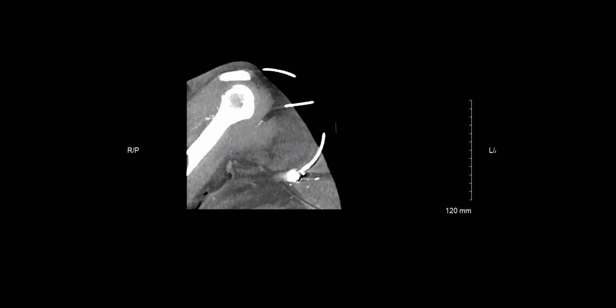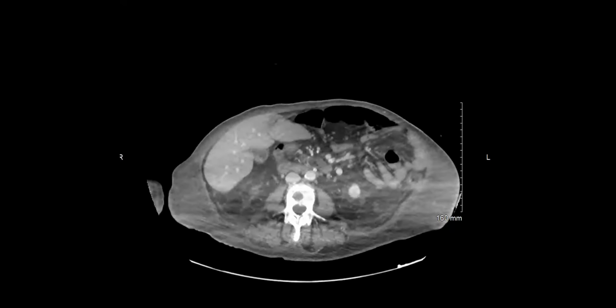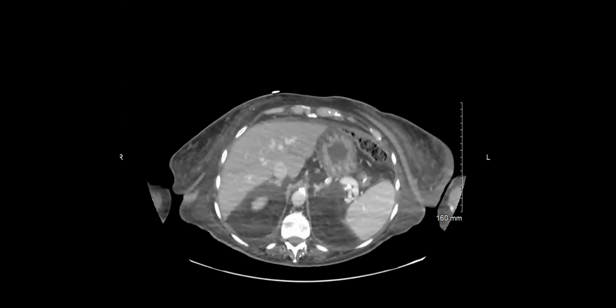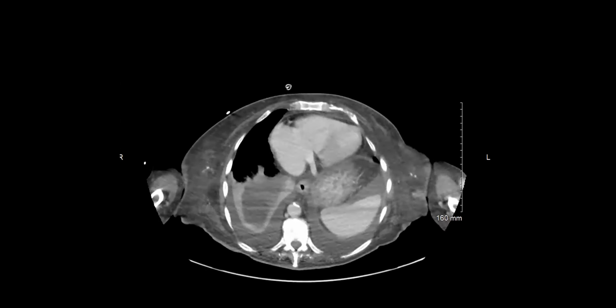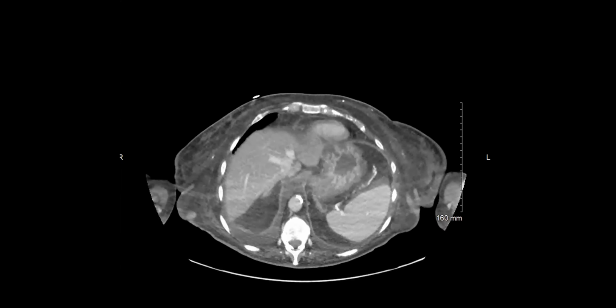All right, this is a cool case. This is a patient who's super sick. She was transferred from rehab because she missed dialysis. Her white cell count was 20,000 something, and so they were looking for a source of infection.